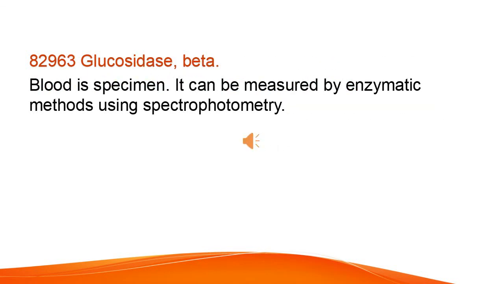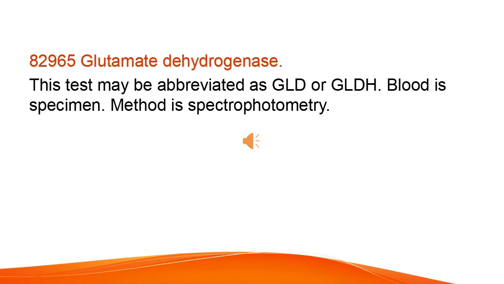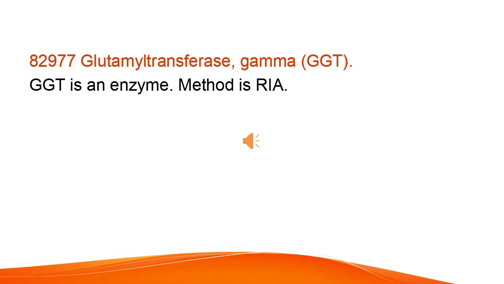Glucosidase, beta. Blood is specimen. It can be measured by enzymatic methods using spectrophotometry. Glutamate dehydrogenase. This test may be abbreviated as GLD or GLDH. Blood is specimen. Method is spectrophotometry. Glutamyltransferase, gamma, GGT. GGT is an enzyme. Method is RIA.